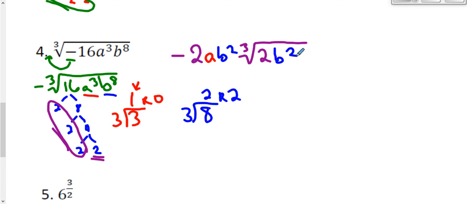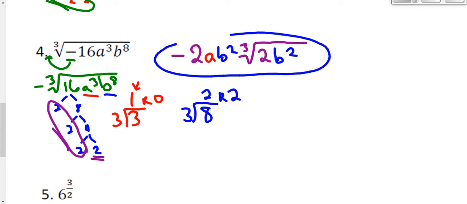Last but not least is to indicate all the possible signs for this answer, but because it's an odd root, the only possible sign it has is the one that came with the answer, which is a negative. So that one's all finished.